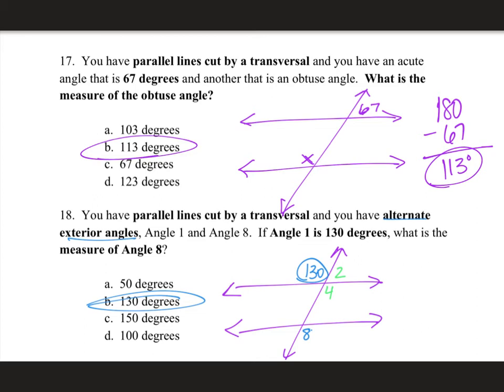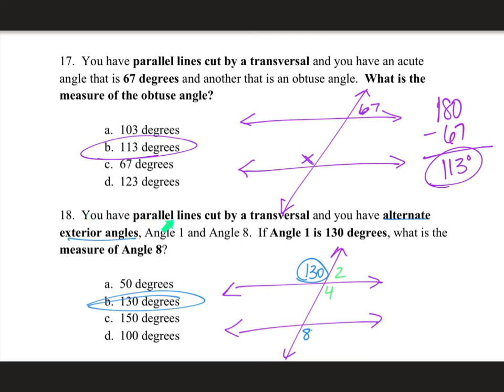So if I look at this right here and it says you have an acute angle of 67 degrees and another angle that's obtuse, what is the measure of the obtuse angle? Then I know that if we're trying to find this, it is the same as this one right here. So I obviously know that they are supplementary, and in this situation, an obtuse angle and an acute angle together always equal 180. So if I do 180 minus the 67, I know that leaves me with 113. That's why the answer choice is B.